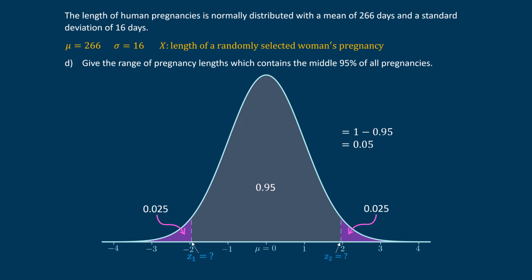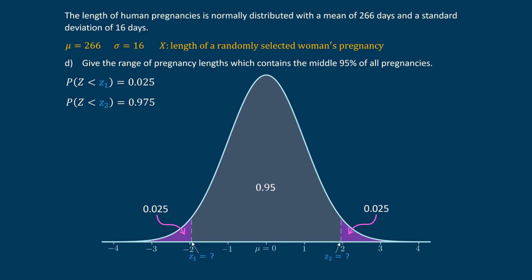Now we can find the z-score associated with the left tail given by 0.025, and we can write this as a probability using the following notation. Then we'll need to find the second z-score using the area to the left of it, which is 0.025 plus 0.95, and that equals 0.975. From here, we can use the z-table to get both scores, so let's do that right now.